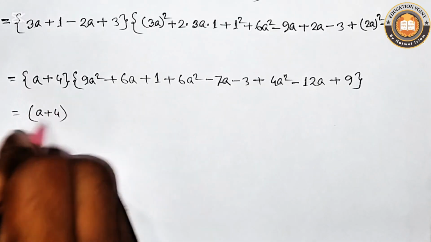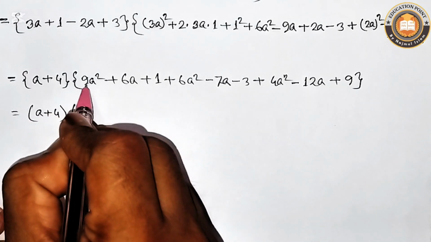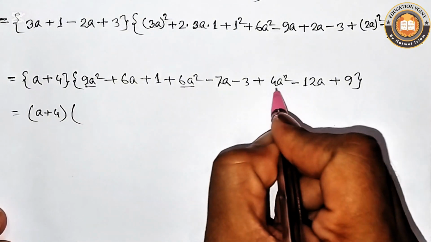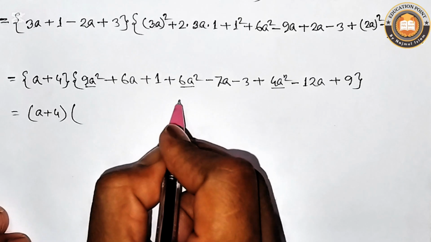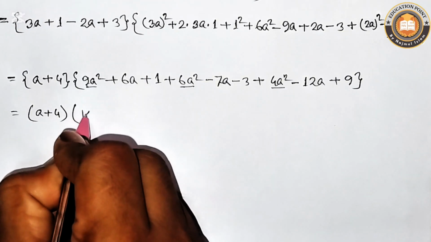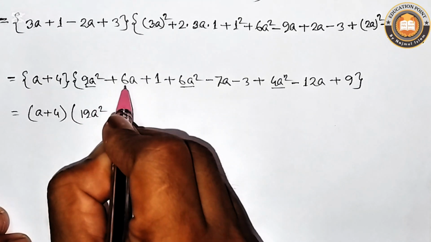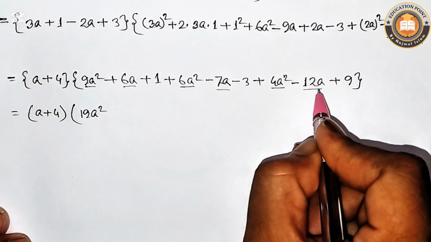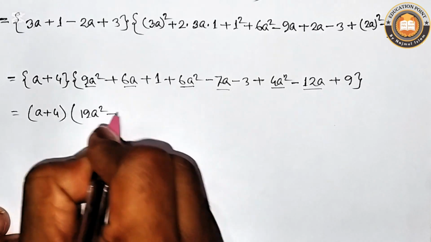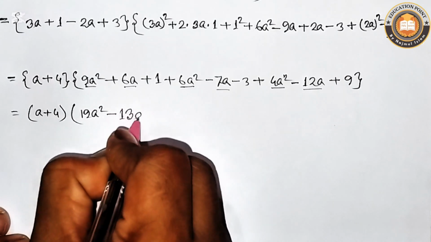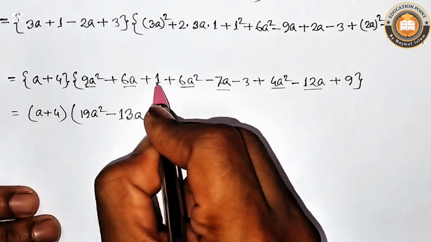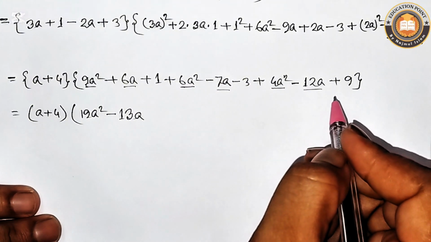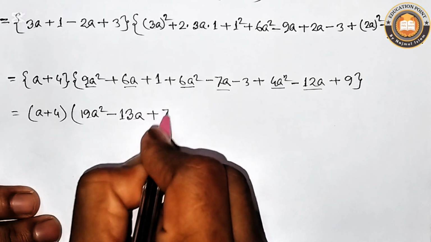a plus 4 into added value of 9a square plus 6a square plus 4a square equals 19a square. Simplify value of plus 6a minus 7a minus 12a equals minus 13a. Simplify value of 1 minus 3 plus 9 equals plus 7.